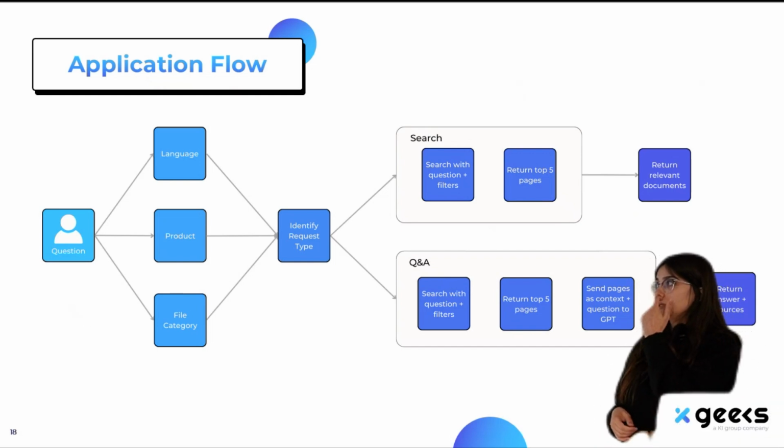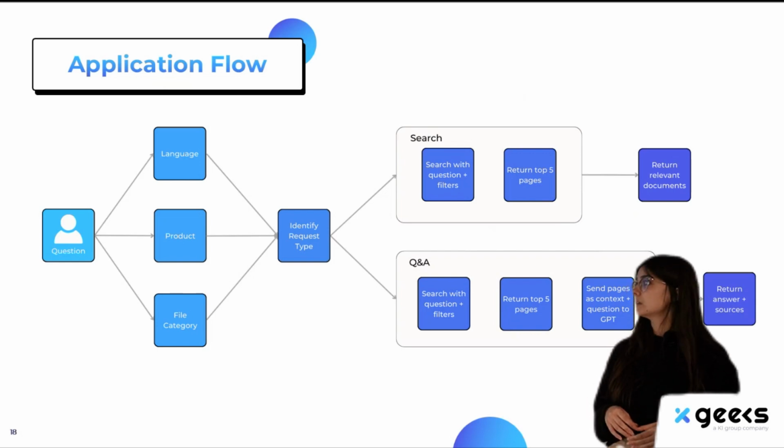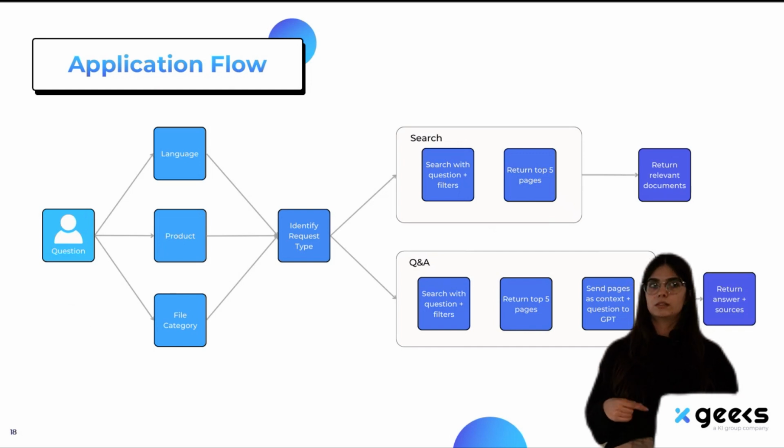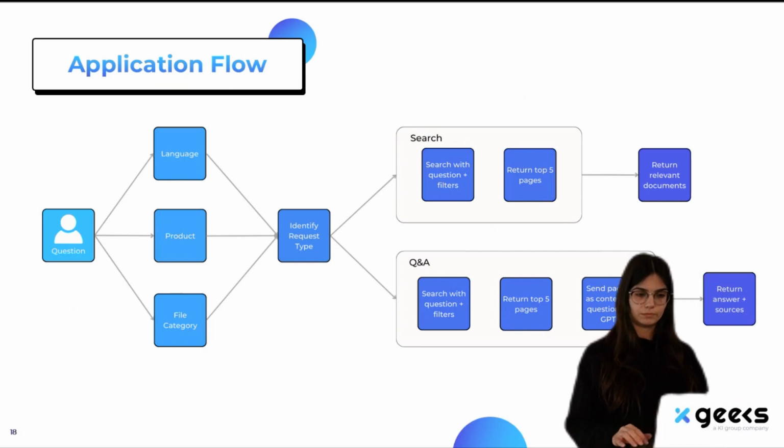Then when the request type is Q&A, we are also going to do the search with the question and the filters, return the top 5 pages, and then we send those pages as context to the LLM plus the question, and we return back the answer with the sources.